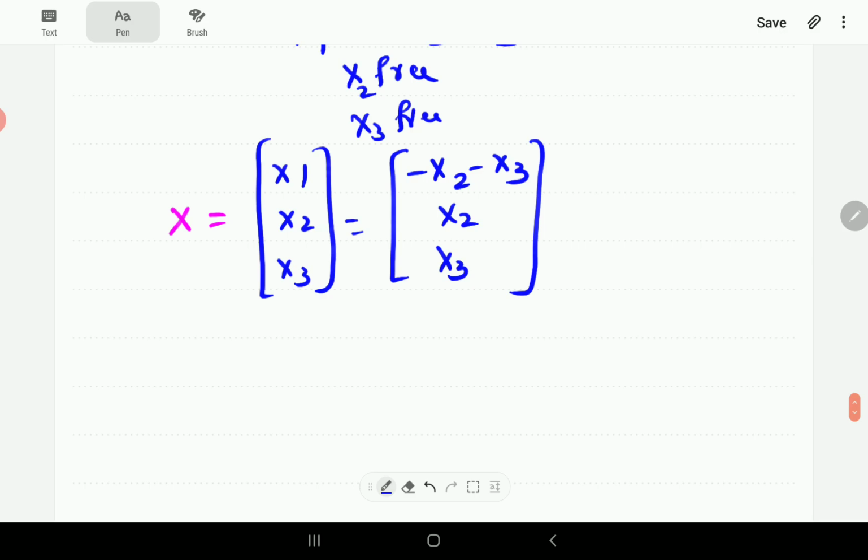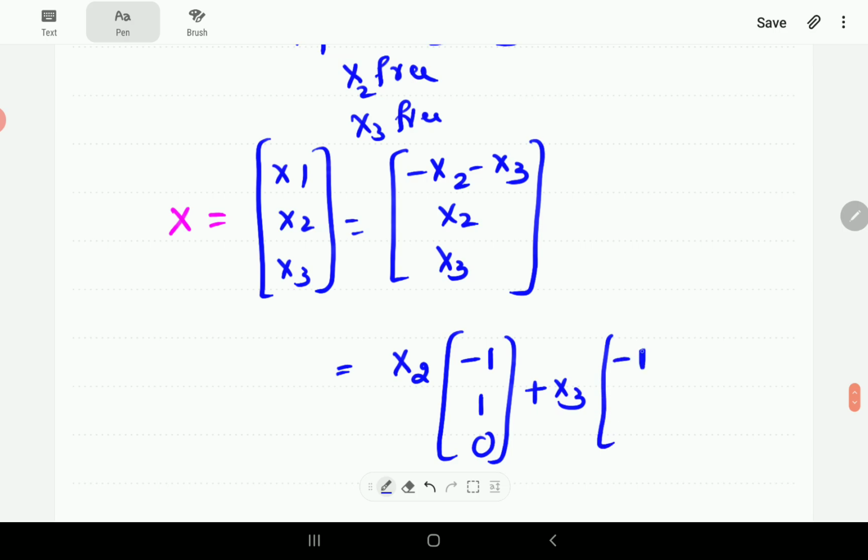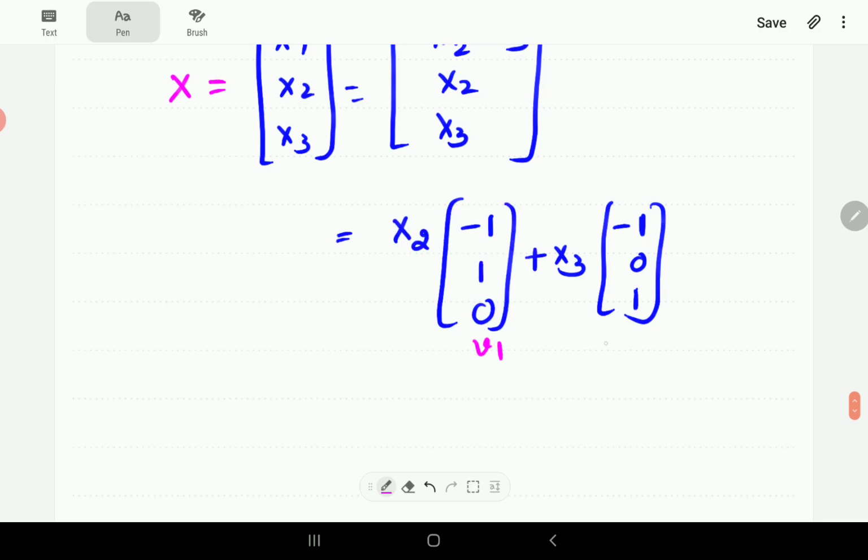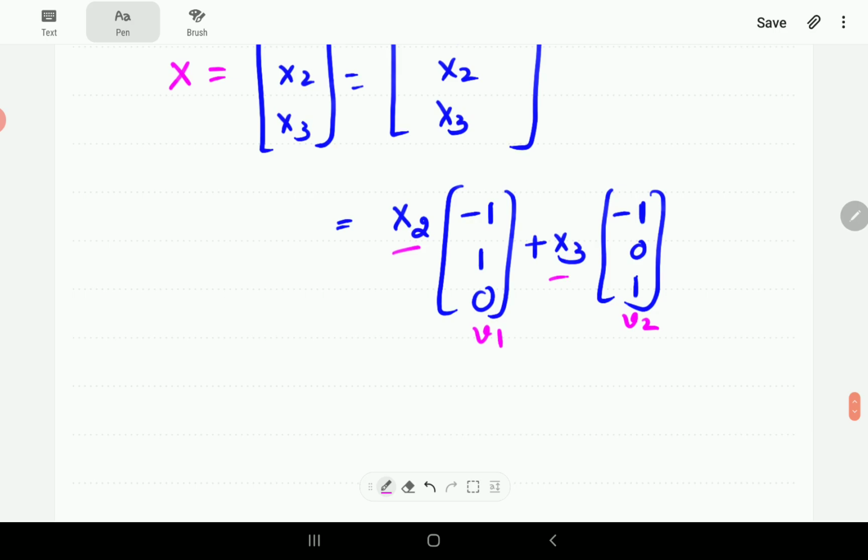So this is equal to, if I take x2 out, negative 1, 1, and there is no x2 term here in the last term. And x3, if I take out, here it is negative 1, 0, 1. So this one is your v1, this one is your v2, corresponding to x2 and x3. We have got two particular vectors.